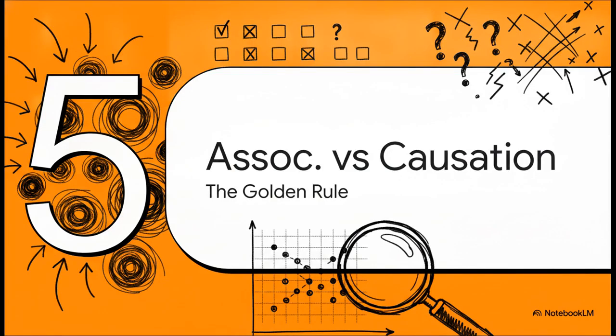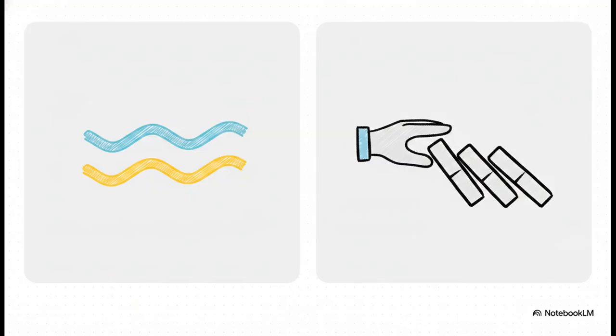All right, Section 5, Association versus Causation, the golden rule of statistics. I need everybody listening to pay super close attention right now, because making a mistake on this next concept is hands down the most common error people make in data analysis. We have to talk about the difference between association and causation.